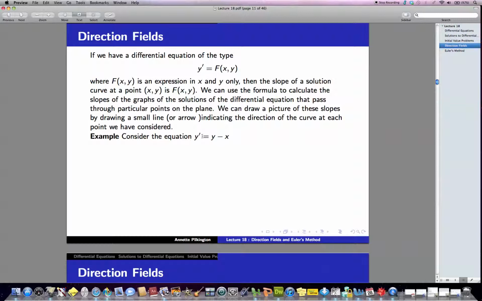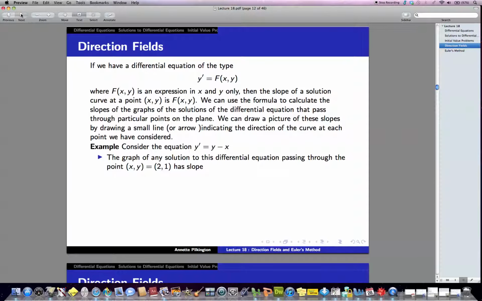So think about this equation, y prime equals y minus x. Then I know that at the point in the plane x equals 2, y equals 1, the solution that passes through that point, I have a formula for its slope. It's y minus x, or 1 minus 2 at that particular point. And so the slope, or the tangent to the solution passing through that point, has slope minus 1.